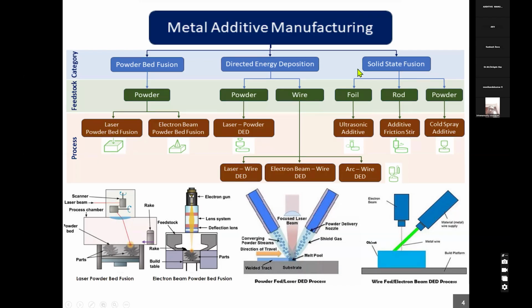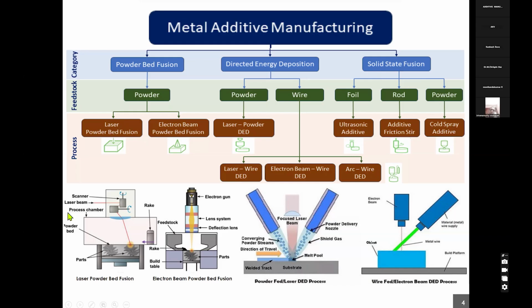And coming to solid state fusion techniques, we can use foil as a feedstock in the case of ultrasonic additive manufacturing. We can use rods as a feedstock in the case of additive friction stir processing. And we can use powder as a feedstock in the case of cold spray deposition. So as the name suggests, we do not have any melting involved, only additive manufacturing happening in the solid state.